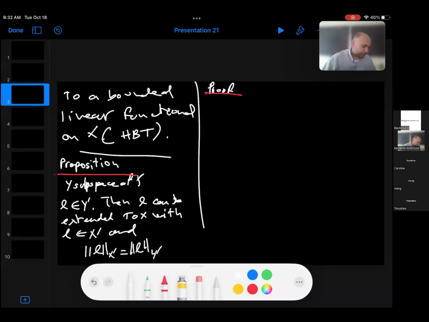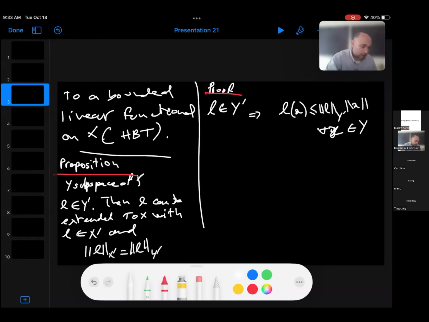Okay, so in fact, we already proved the first part. What we didn't prove is that the norm of L in X prime equals the norm of L in Y prime. Well, let's go through the proof. I will start with the remark of the students here. Since L belongs to the dual of Y, you have that the absolute value of L of x is less than the norm of L in Y prime times the norm of x, but here for all x in Y.